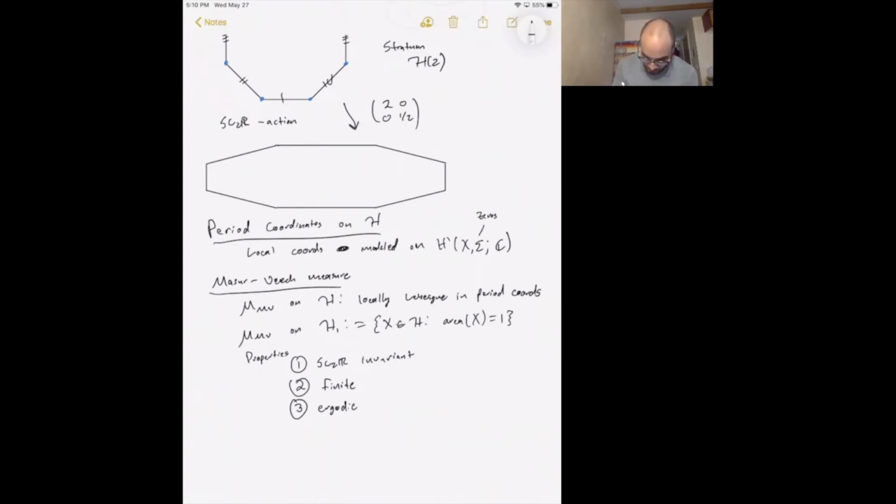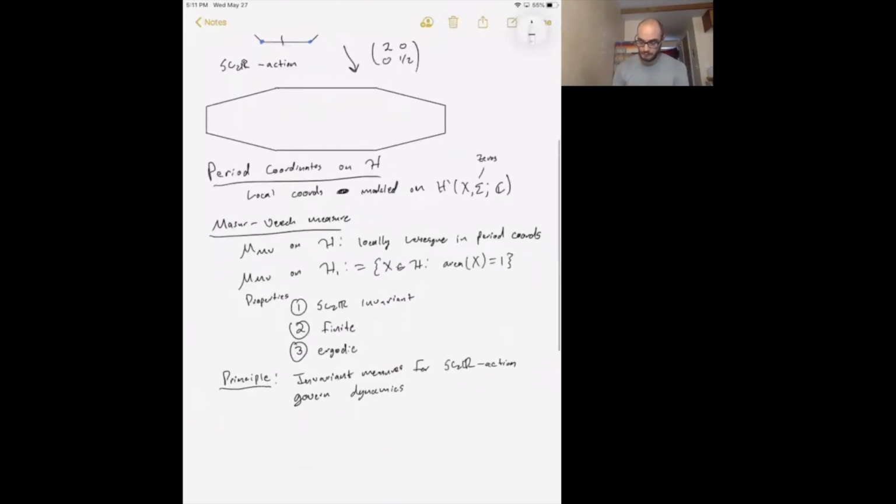And then there's a general principle, which is that to understand the invariant measures, not just that Masur-Veech measure, but understanding all invariant measures for the SL2R action, these measures govern the SL2R dynamics. So if you want to understand the SL2R dynamics completely, you should understand all the invariant measures.